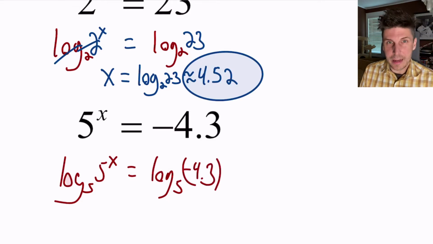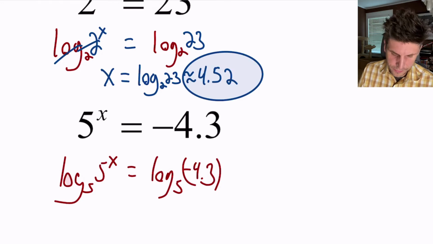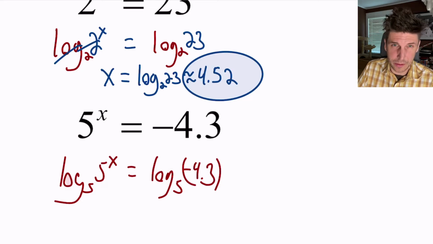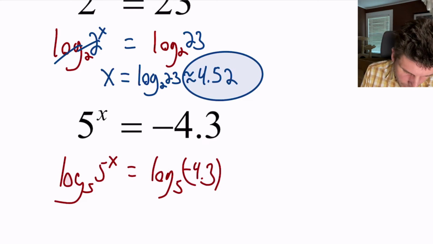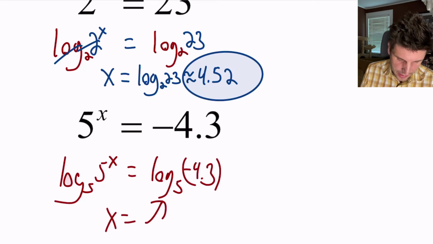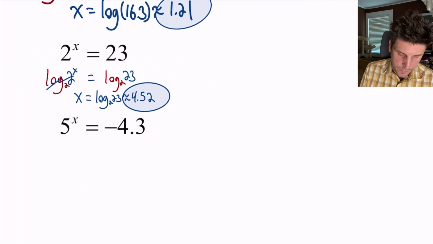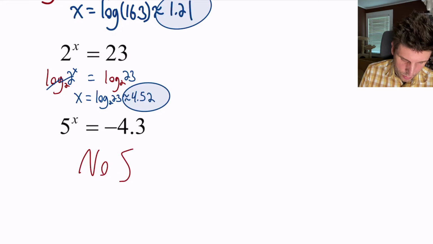If you're really bringing your A game and you remember you can't take the log of a negative number, but you didn't even need to get that far, because if you look at 5 to the x and think about what you're doing, you ask yourself, 5 to what power is equal to what's on the other side? You can't raise a positive number to a power and have it yield a negative result. That's impossible. We know that. You can't multiply something by itself and have it magically become negative, right? So you would have had x equals this, and there's no result. So that was fun. So, no solution.